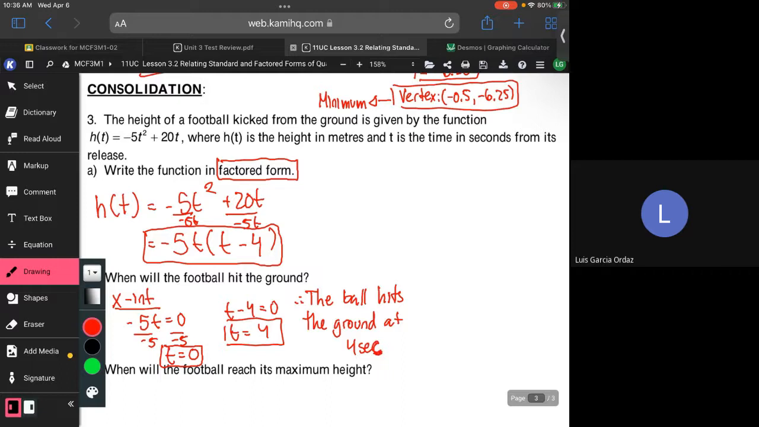So my graph is probably going to look something like this. It starts at 0. This is my other X-intercept. The ball is going to go up and then hit the ground at 4 seconds.